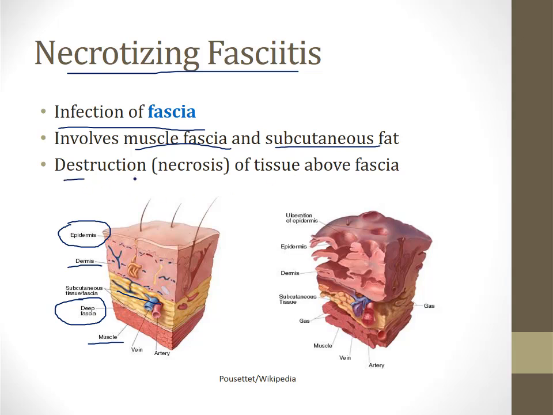This leads to destruction or necrosis of all the tissue above the fascia, so that this tissue on the left starts to look like this cartoon on the right, where we've got all sorts of holes from necrosis of the tissue. You can have gas down in the deep tissues. That's what happens in necrotizing fasciitis.